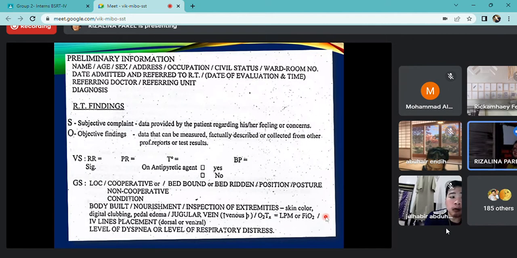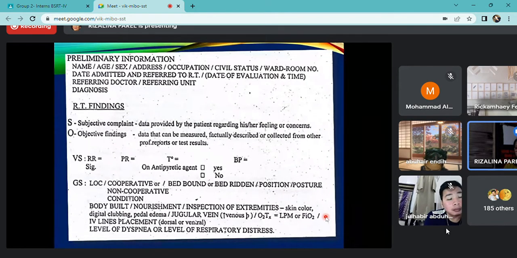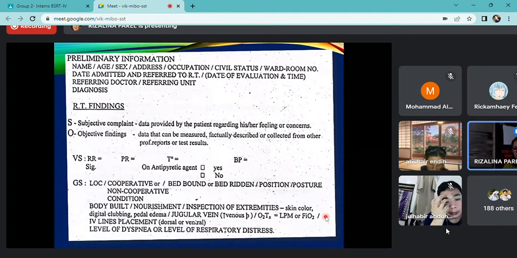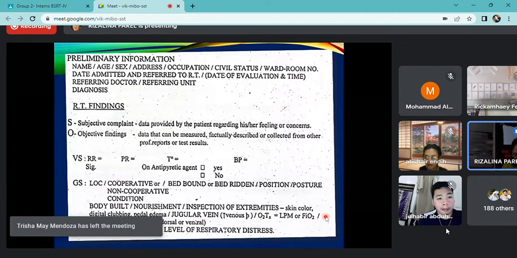Okay, so for the subjective, ano nga ulit yung ating subjective complaint? These are data provided by the patient regarding his or her feeling or concerns. Okay, so nilagay mo dyan, chest pain. Objective findings, data that can be measured, factually described, or collected from other professional reports or test results. Okay, so ano yung mga objective findings natin?